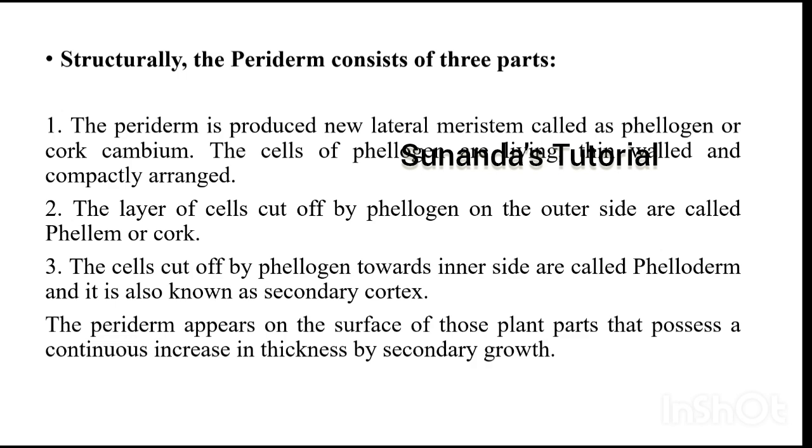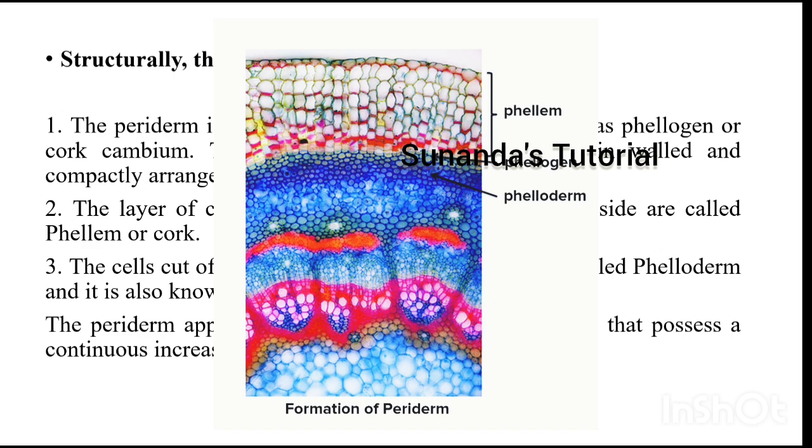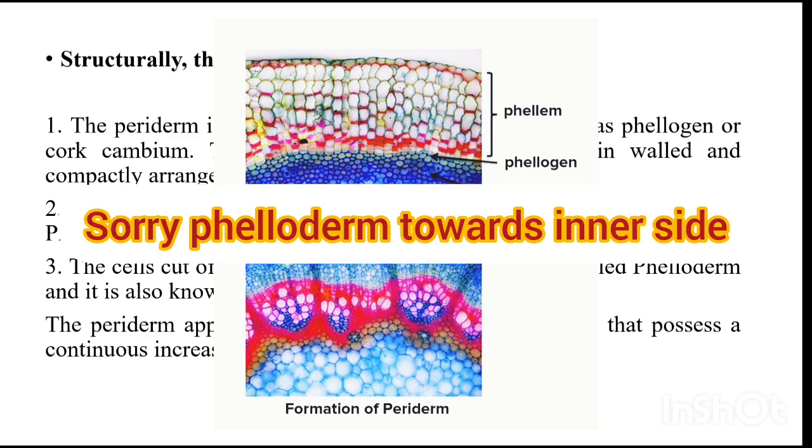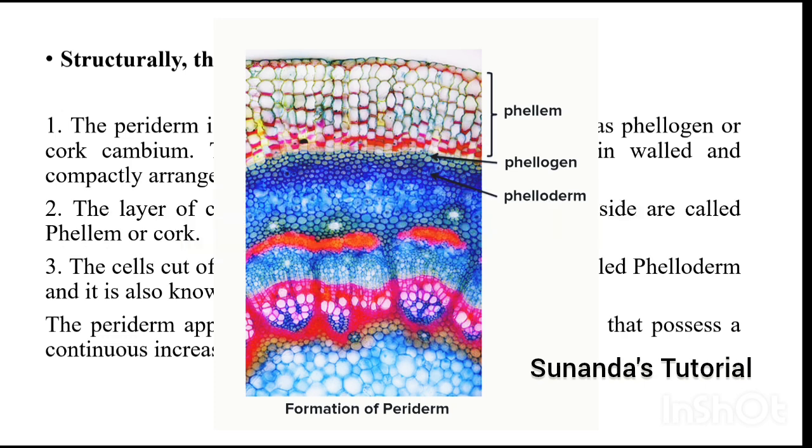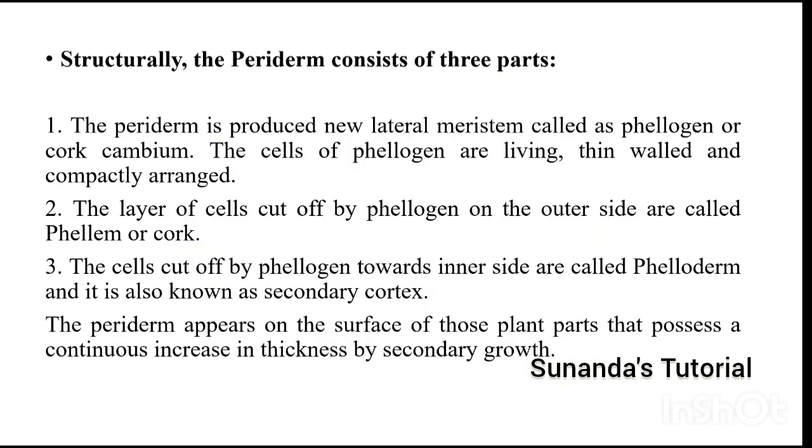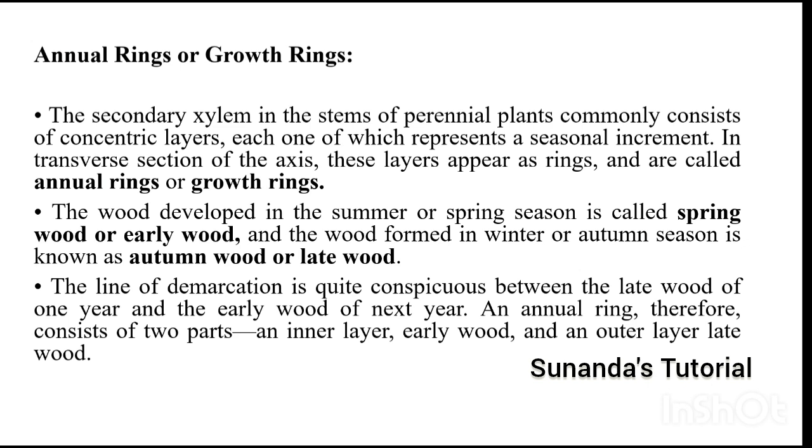So cork cambium forms phellem towards the outer side and phelloderm towards the inner side, which is called secondary cortex. The periderm appears on the surface of those plant parts that possess a continuous increase in thickness by secondary growth. Next, what is annual ring or growth ring?